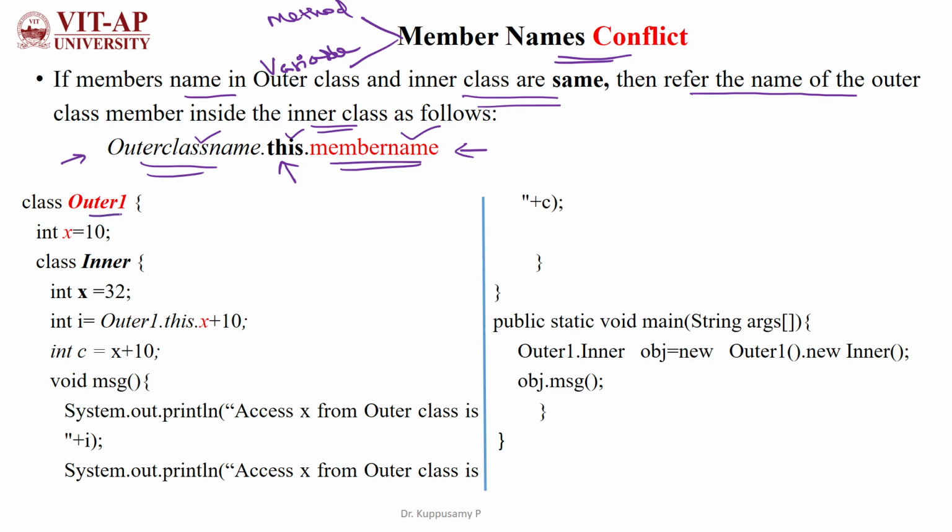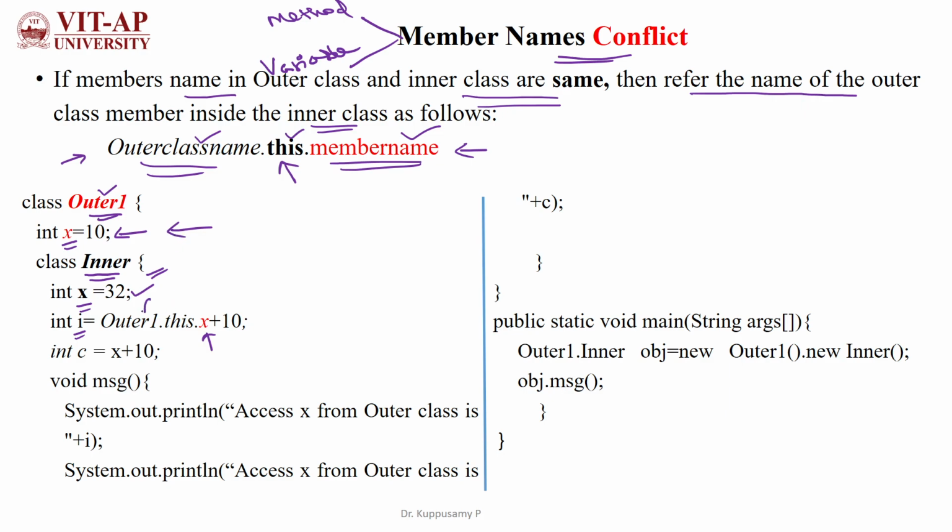So here the outer class is defined as Outer, then x is the variable I am defining with value 10. Then here I am creating the inner class inside the outer class. Then this has some statements. Here again I am declaring the integer variable x, with value 32. Then I am declaring an integer variable which is accessing the value of the outer class variable, right?